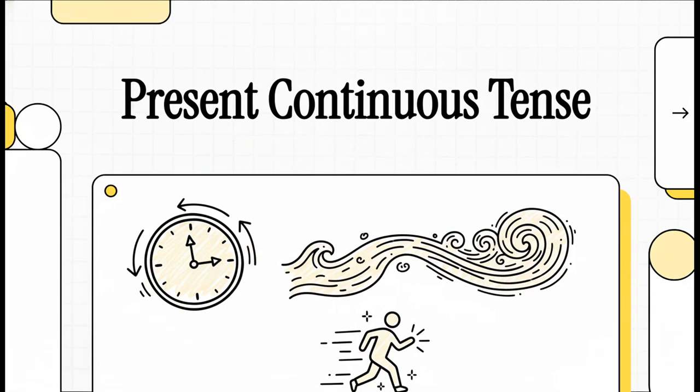Grammar can often feel a little bit stiff, right? Like a bunch of rules frozen in a textbook. But the world around us isn't frozen at all. It's moving, it's changing, it's in motion. So, to talk about a world that's alive and moving, we need grammar that can move with it. And that, my friends, is the present continuous tense.